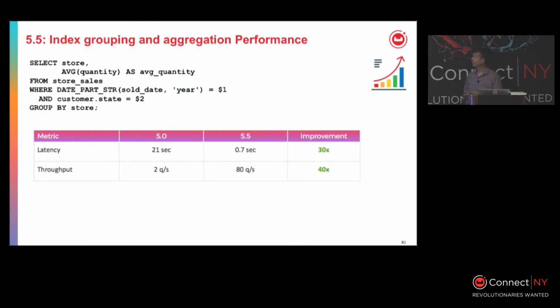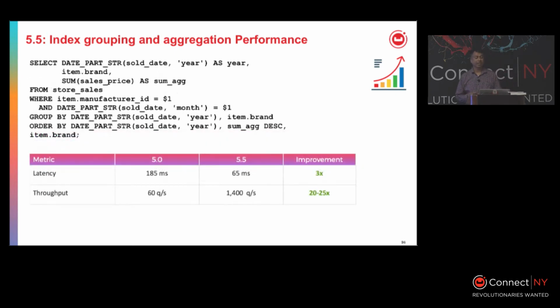Here is an example of the performance improvement you'll see. This is a simple example from a TPC-DS query. The latency of this query used to be 21 seconds in 5.0. Now it is under a second, a 30x improvement right there. Throughput is even better, from 2 queries per second to 40x queries.